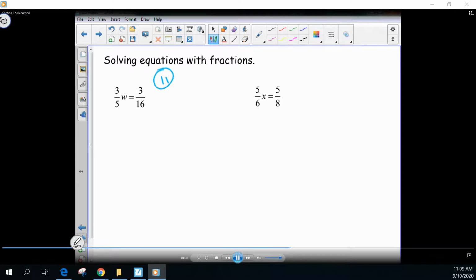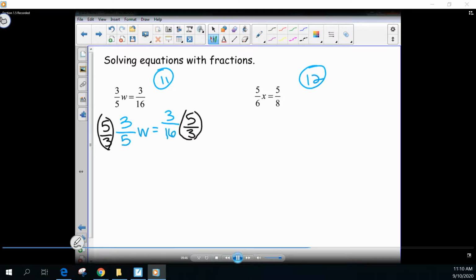Okay, number 11 and 12. So this looks a little different because I have fractions here. So I have 3/5 W equals 3/16. Okay, so I need to do the inverse operation. So 3/5 times W, I need to actually divide both sides by 3/5. But remember, when you divide fractions, you're actually flipping and multiplying. So I'm going to take both sides times 5/3, because that would be flipping and multiplying.